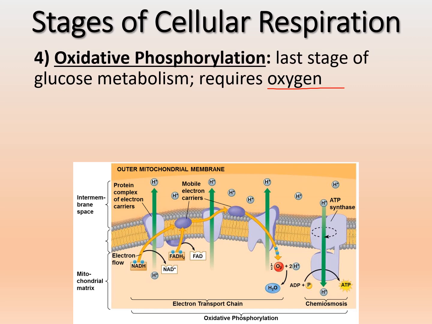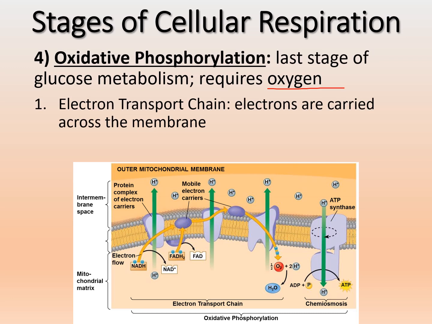And this final stage requires oxygen. Okay, so this is very important because we'll talk about what happens when we don't have oxygen. And that's also why, as a living being, we all need to breathe in oxygen to supply our cells with oxygen to undergo oxidative phosphorylation. So there's 2 steps in the oxidative phosphorylation. The first is the electron transport chain.